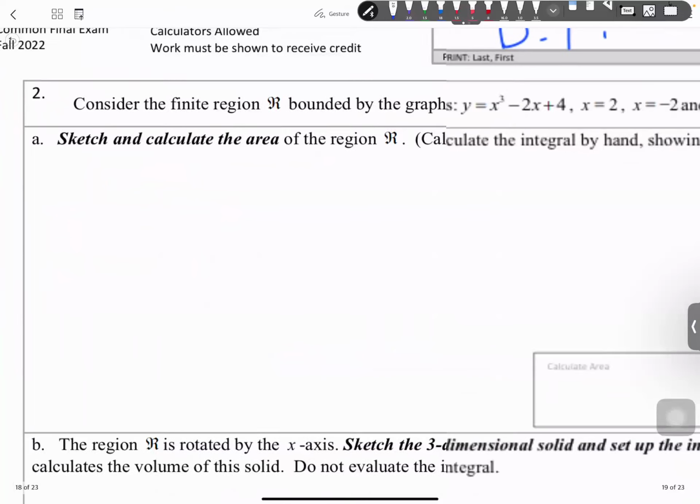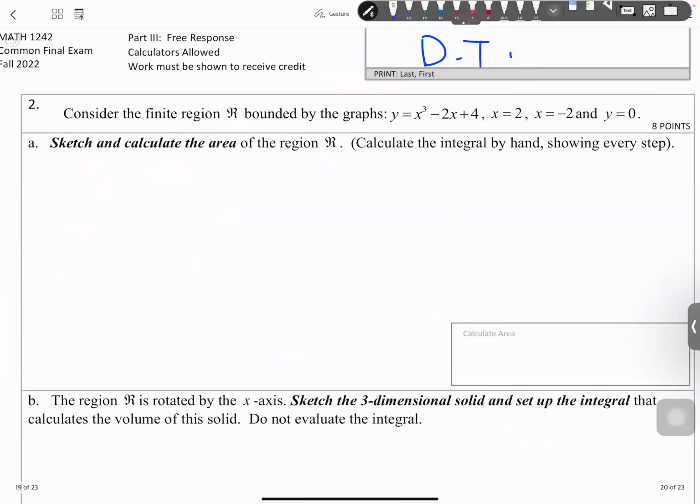Problem number 2 says, consider the finite region R bound by the graphs y equals x cubed minus 2x plus 4, x equal to 2, x equal to -2, and y equal to 0. In part A, we want to start by sketching and calculating the area of this region. So here we go. Doesn't have to be a professional graph. Just do your best to show that you can see more or less. Cut it off here at 2 and -2. So here's this region.